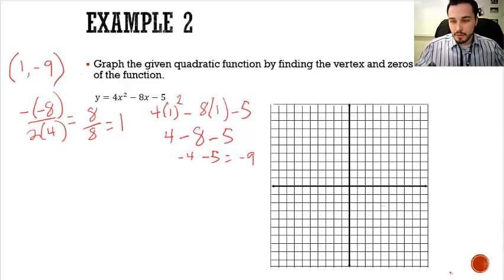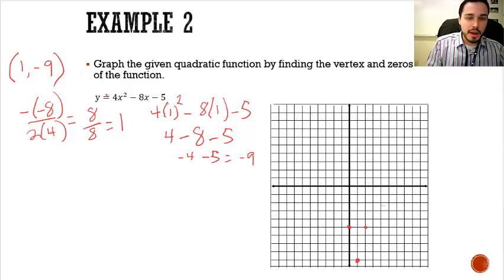And I can even graph that over here. 1, negative 9. And for those of you keeping track, once again, I can go on ahead and I can graph that y-intercept, which is negative 5. 1, 2, 3, 4, 5. But that's not the goal here. The goal is I want to get the zeros, the x-intercepts, the roots.